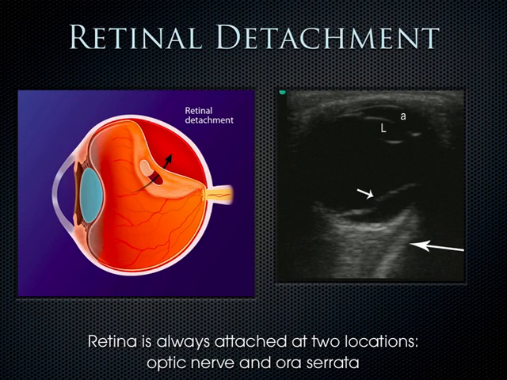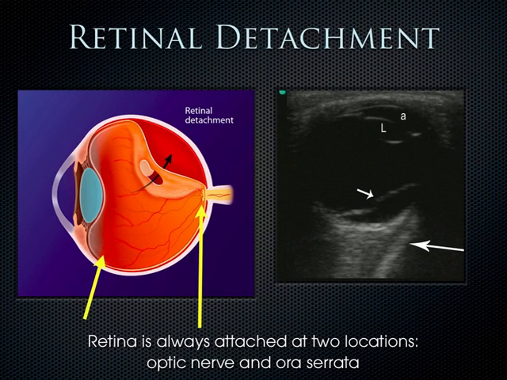There's no trauma, there's no swelling of the eyelids. In any of those situations, it seems to be easier, at least for me, to have the patient just close their eye altogether and put gel on it, and then look with ultrasound. You can see the retina is detached off the back of the choroid of the eye. The retina is always attached to two locations though, the optic nerve and the ora serrata.